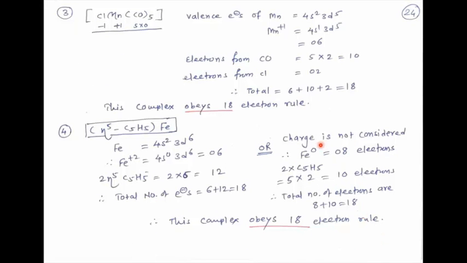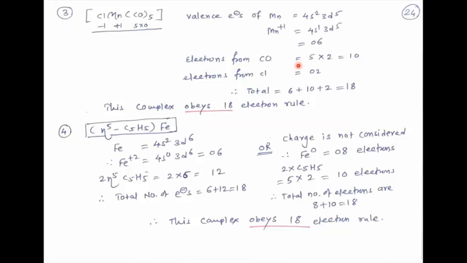Then see next complex, ClMn(CO)5. So here 5 carbonyls are present which are neutral, therefore charge is 0. Chloride is 1, therefore -1. On the square bracket there is no charge, therefore on manganese there must be +1 charge. Now see, electronic configuration of manganese is 4s2 3d5. Therefore as the charge on manganese is +1, electronic configuration changes to 4s1 3d5. Hence total electrons are 6.